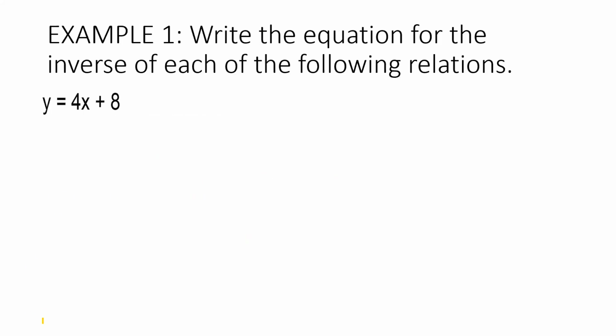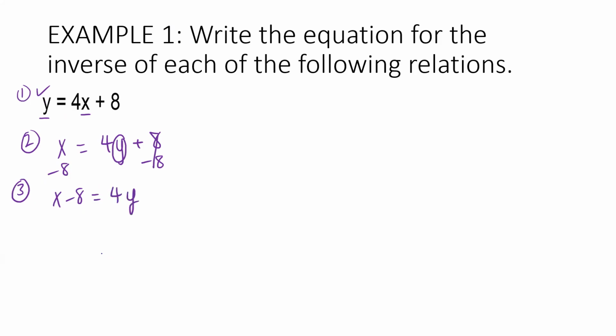So starting off fairly simple, we have y equals 4x plus 8. The first thing it says for us to do is to make sure that we are in y form, check. Second thing it tells us to do is to switch our y and our x. So we get x equals 4y plus 8. After we switch, we're now going to use inverse operations to get y by itself. The first inverse operation here is going to be to subtract 8 from both sides. We're left with x minus 8 equals 4y.